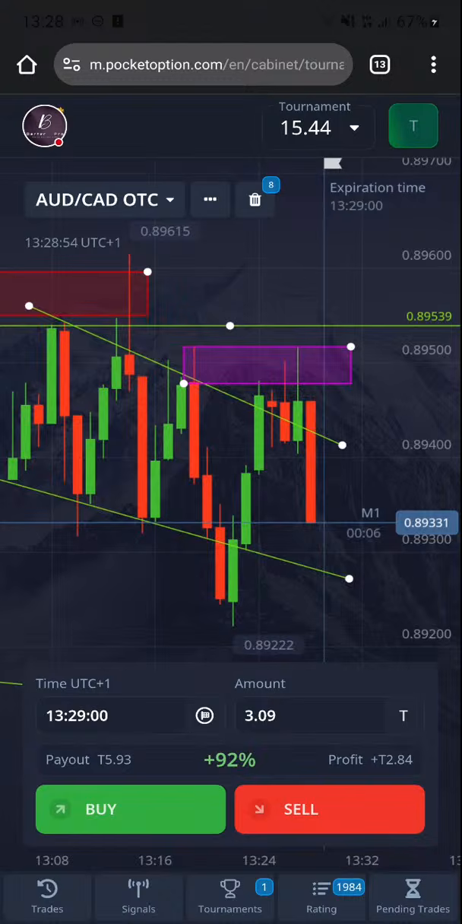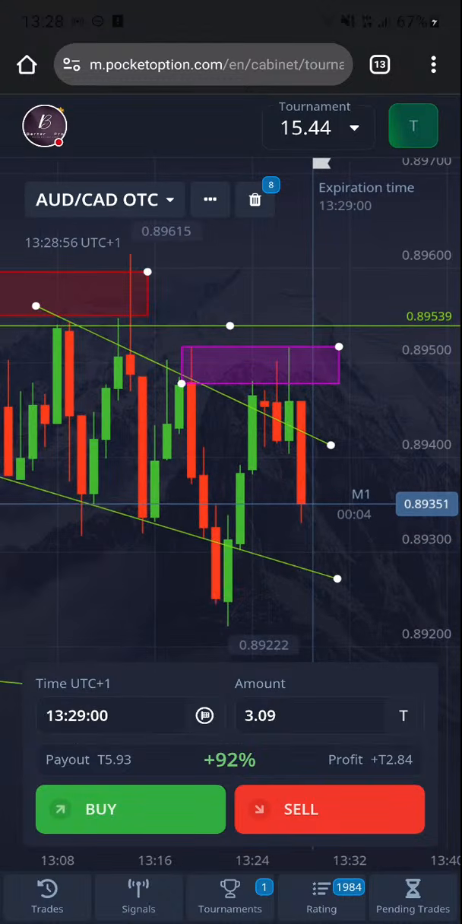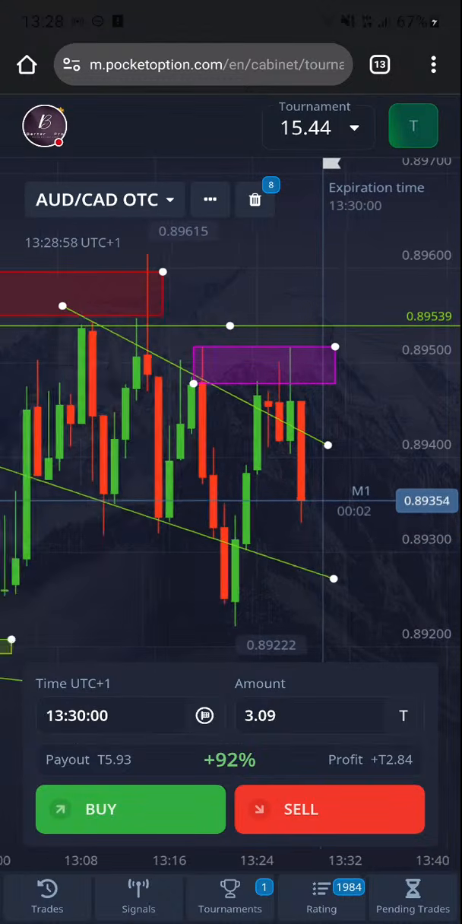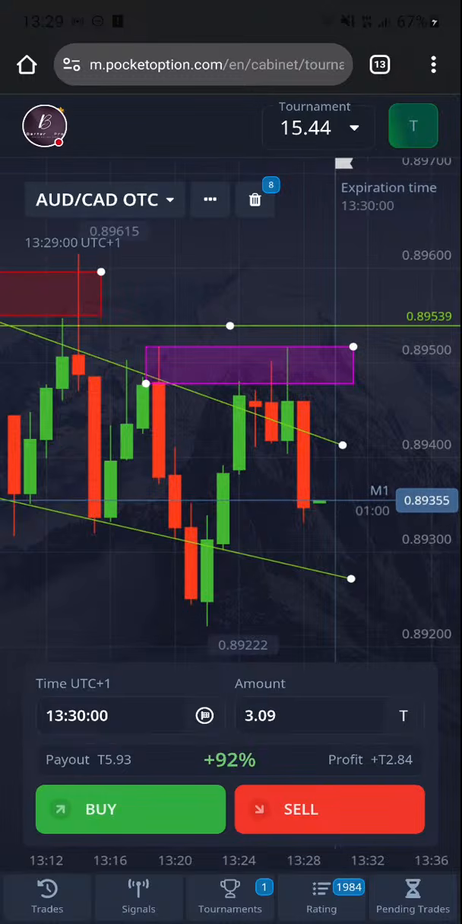Oh, this is a QM. Okay, it's not a QM. It looks like a QM, but it's not a QM.